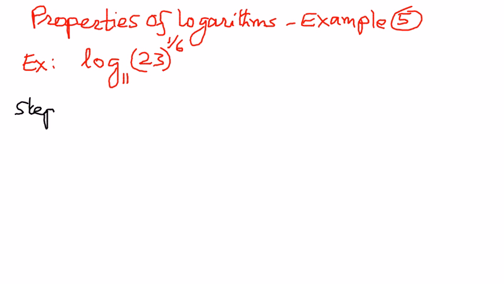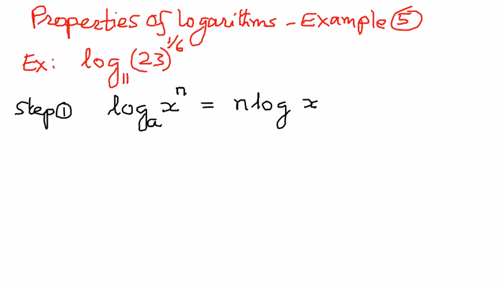Step number 1. The way we want to simplify this or expand it is as follows. We're going to use the power rule of logarithms. And what is the power rule telling us? It is telling us that if we have log x to the power n, and if that is to the base a, we can write this one out as n log x to the base a. That is what is called the power rule of logarithms. We will apply this rule to the given logarithm expression.